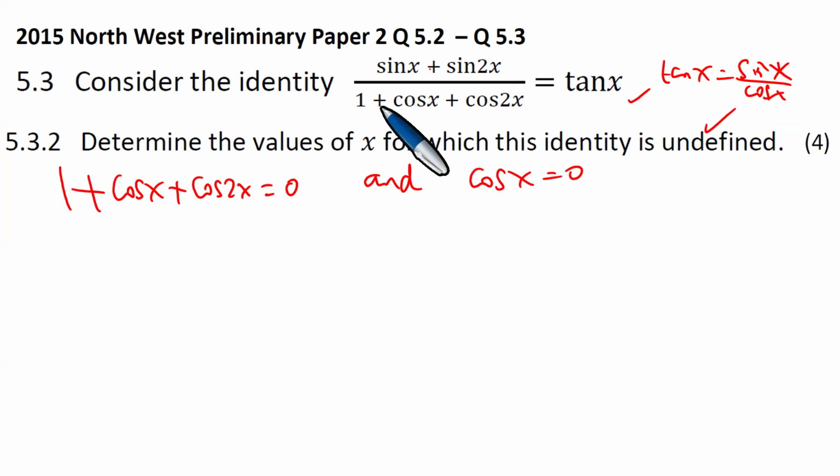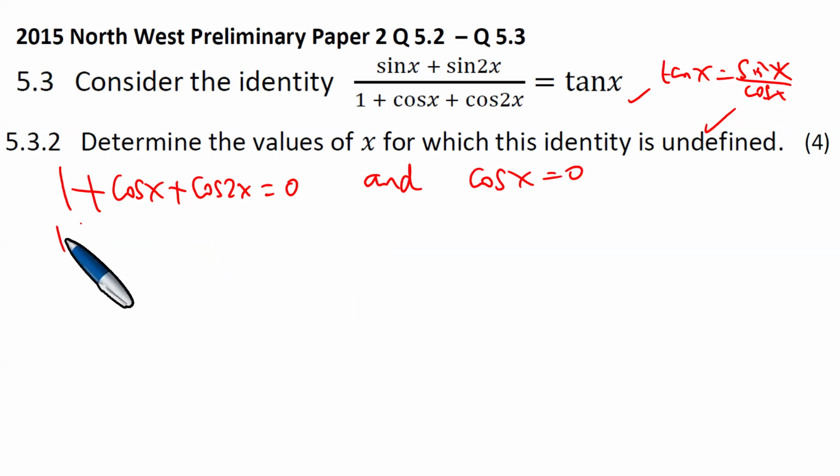For the tangent part, the numerator is okay. Those functions are always defined there. The denominator is what you need to deal with. You need to solve for x here. So let us solve for x.